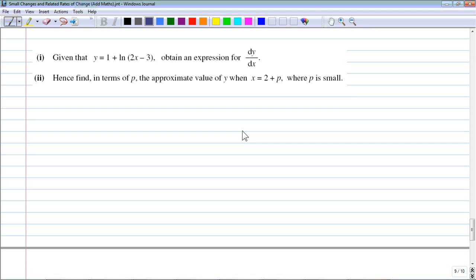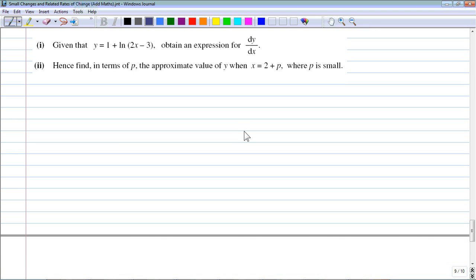Okay, let's do one more example. Given that y is equal to 1 plus log 2x minus 3, obtain an expression for dy by dx. So using what we've already learned, we know that dy by dx is 0 plus, using the chain rule, 2 divided by 2x minus 3.